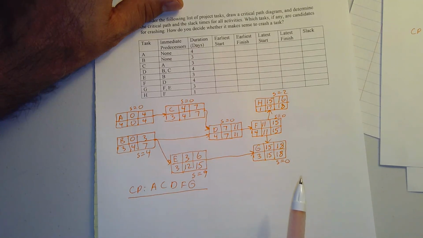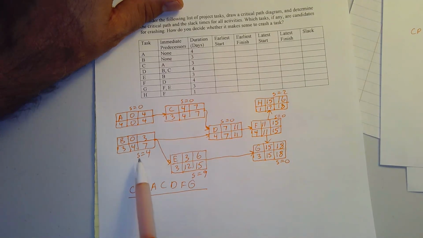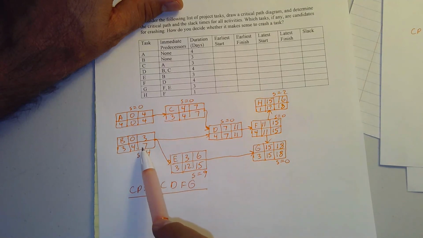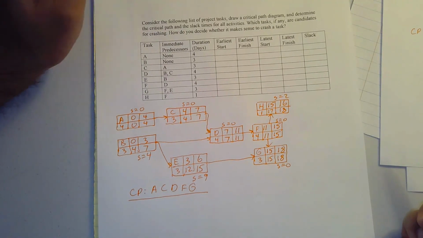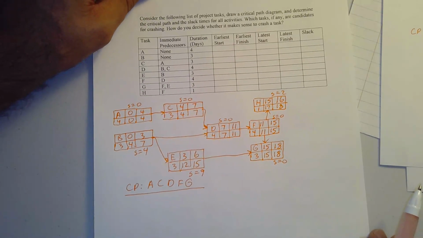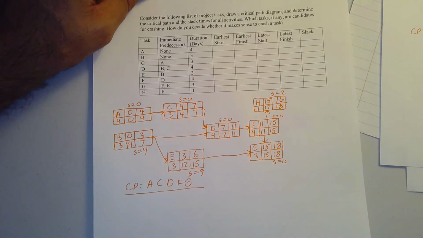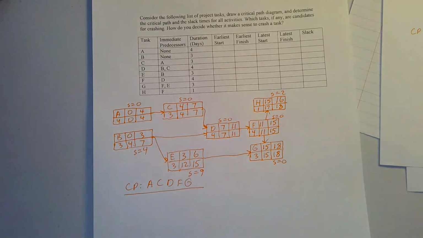Which tasks would not be candidates for crashing? B, E, and H. Because if I crash B, E, or H, they are already not on the critical path anyway. So I'm basically spending money, spending time to shorten things that don't actually make my project be completed any faster. So those are two simple examples of how to apply the critical path method, how to find the early start, early finish, and late start and late finish for the different tasks, and find the slack, and a little bit about crashing and what that means.